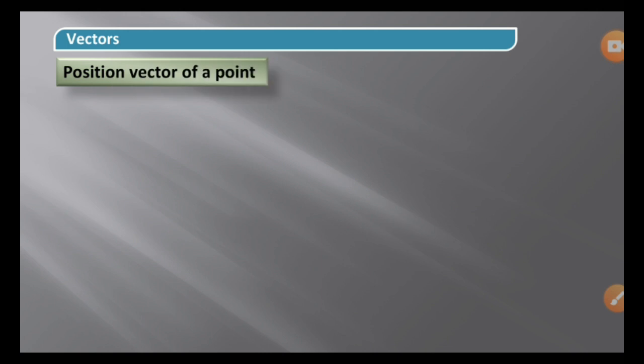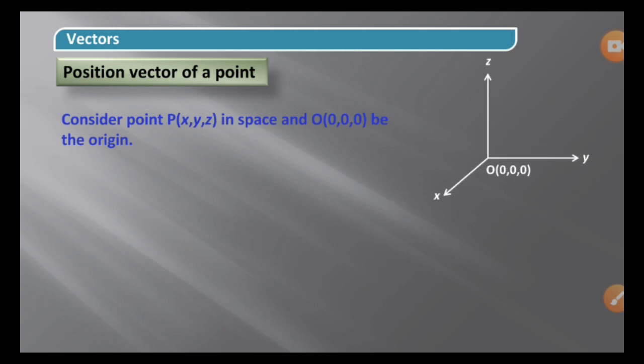Here we will discuss position vector of a point. To know the concept of position vector of a point, we consider a point P(x, y, z) in space and O(0, 0, 0) be the origin. Now consider the space, which has three axes, x, y and z axis, and O be the origin which has the coordinates 0, 0, 0.